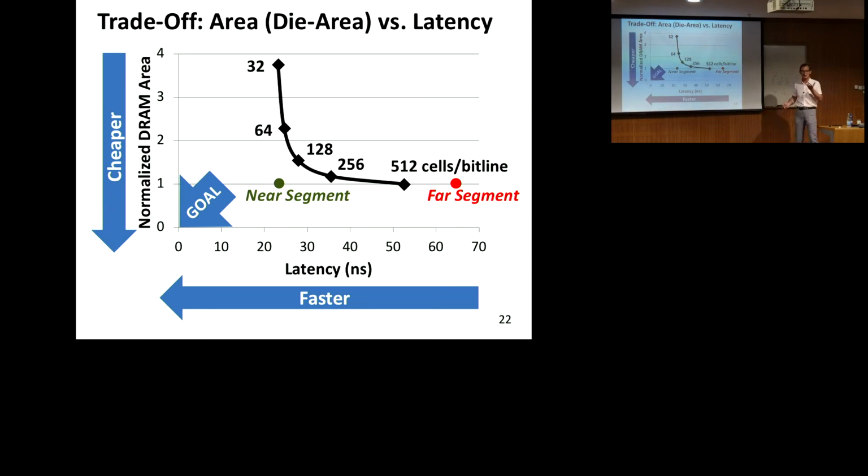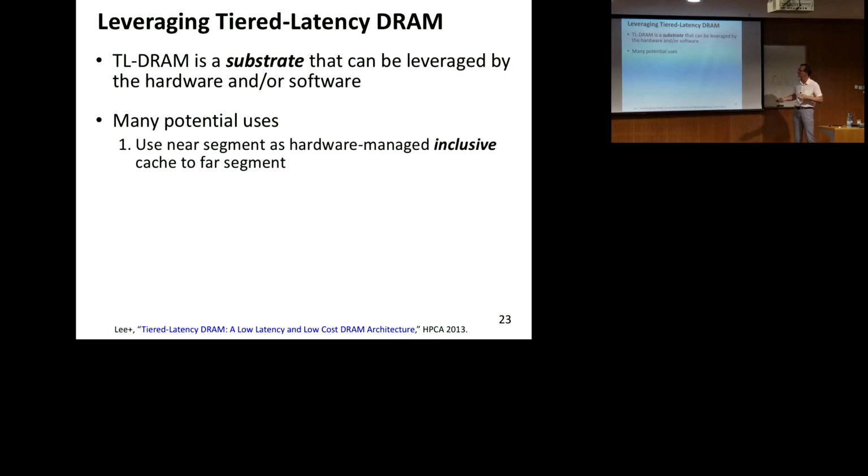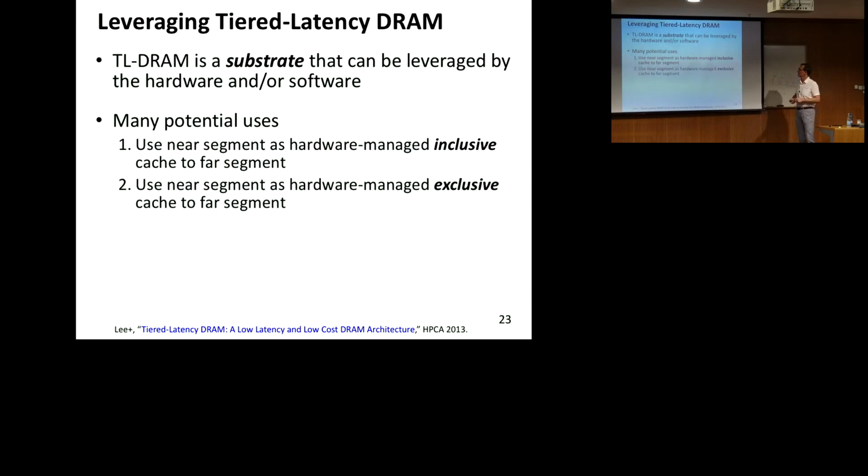Now we need to manage this memory. So it's a substrate that can be leveraged by the hardware and/or the software. There are many potential uses. We covered some of them in this paper. One of them could be to use the near segment as a hardware managed inclusive cache. This means that if it's an inclusive cache, you're reducing the capacity of your memory because part of it is your cache. You could manage it as an exclusive cache. Now you don't reduce the capacity, but you need to do some swapping whenever you move something from the far segment to the near segment. So that has other implications.